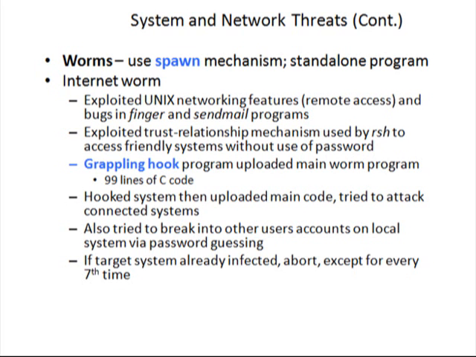A grappling hook was one important program, used to upload the main worm program. It consisted of 99 lines of C code. The hook system then uploaded the main code and tried to attack connected systems. They also tried to break into other user accounts on the local system via password guessing. If the target system is already infected, then the attack is aborted, except for every seventh attack.